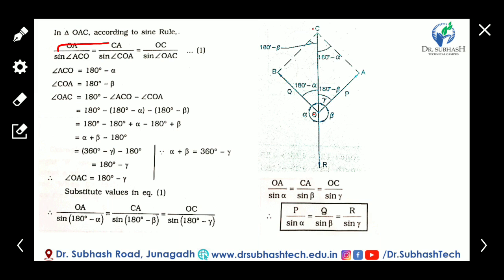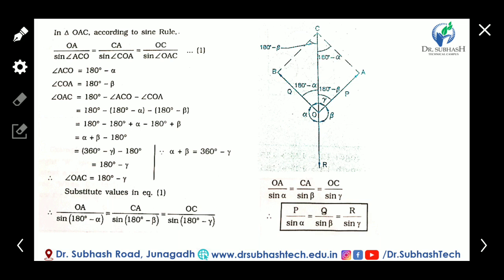Now in triangle OAC, according to the sine rule, we know that in a triangle, consider any one side, OA upon the sine of the opposite angle, which is angle AOC. OA upon sine of AOC according to the sine rule.